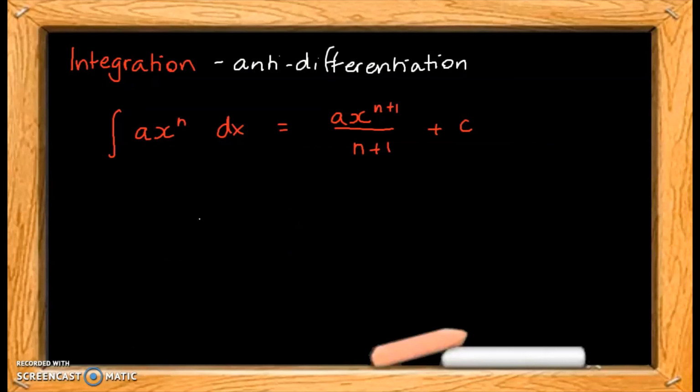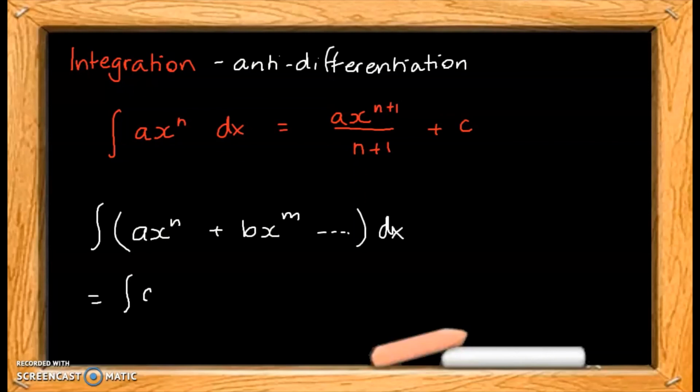And finally, just like when we take a derivative, if I have 2 or 3 polynomials, so I have, let's say, for example, ax to the power of n plus bx to the power of m, and so on, and I want to take the antiderivative of all of that with respect to x, I can take the antiderivative of the first term and the antiderivative of the second term, and so on. So I can take each of the terms separately.